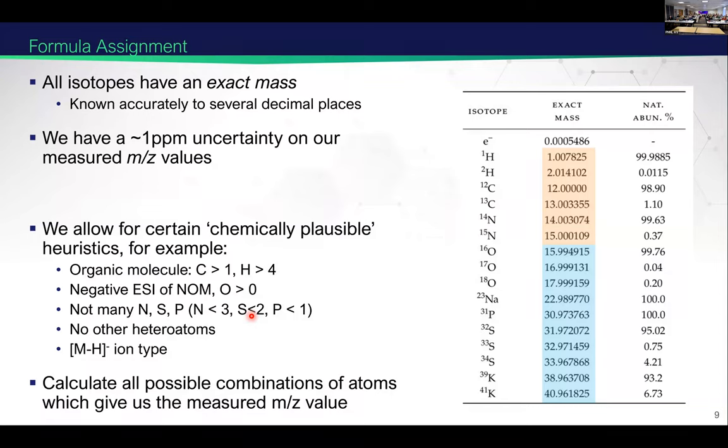Typically, you're not going to have things with a lot of phosphorus, because phosphates tend to be lost fairly easily, either through environmental processing or through ionization. So you might have one phosphate, but you're unlikely to have 10 phosphates. And that sort of thing allows us to constrain our search.